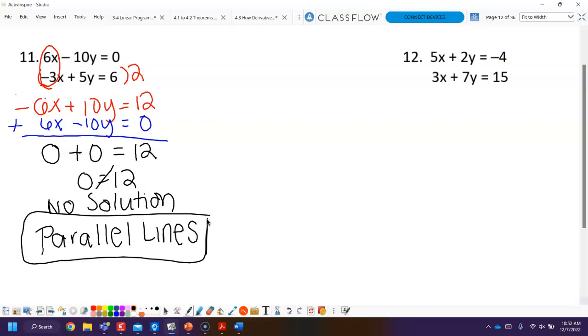Alright, so we want to eliminate x or y in 12. Neither one is set up for niceness. Neither one is opposites, so you're going to get rid of x or y. It's not a right or a wrong, someone pick a letter. Alright, x. So let's make the x's opposites. So you're going to have to multiply to make them opposites. The first one by 3, and the bottom one by negative 5.